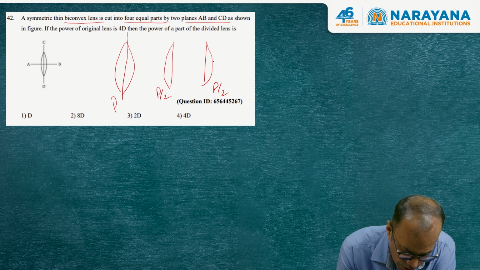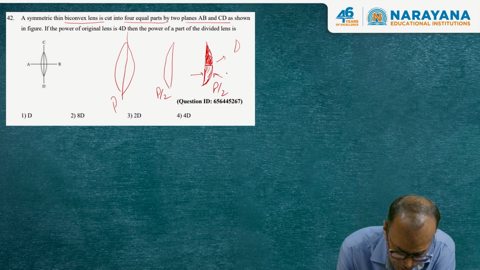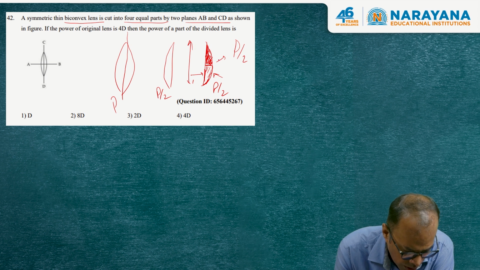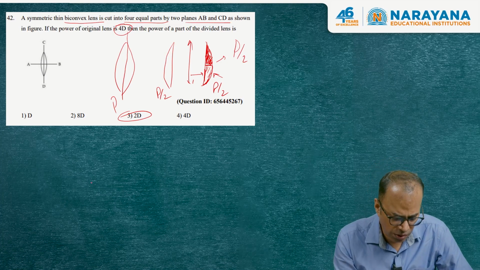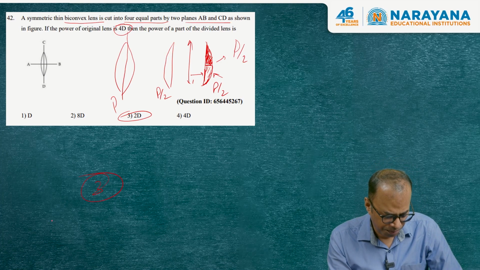But when I cut this further like this, you see there is no difference between the upper and the lower part, and power depends on the radius of curvature of the two sides. It does not depend on this size. So the power remains P by 2. So the answer is P by 2. So if original is 4D, the answer must be 2D. So the answer for this question is option 3.